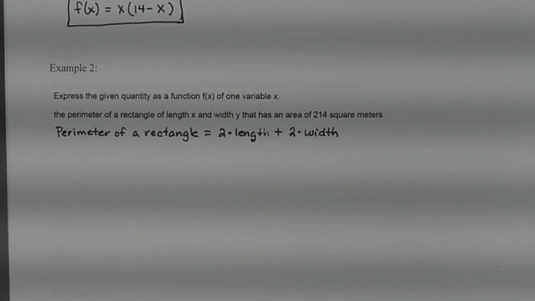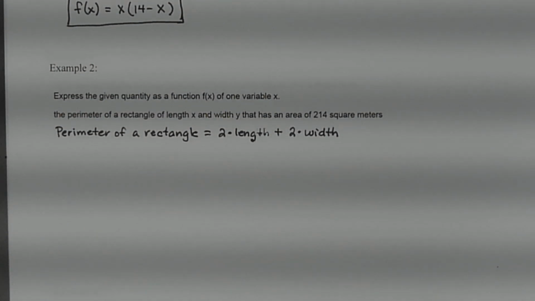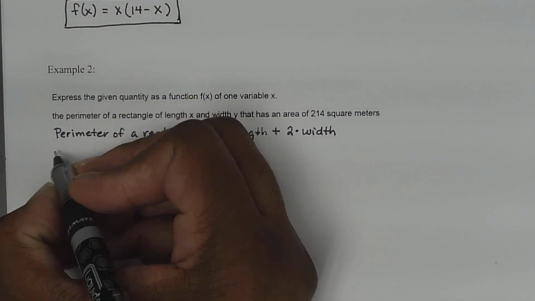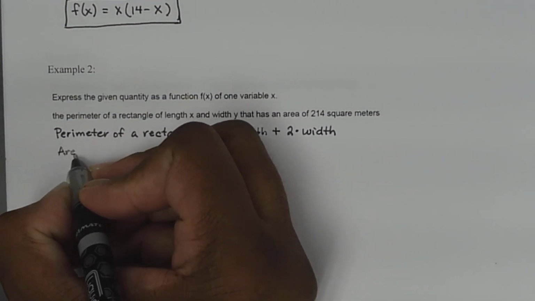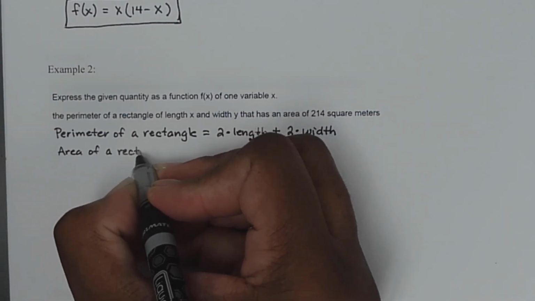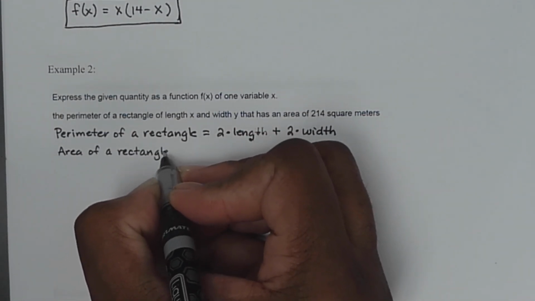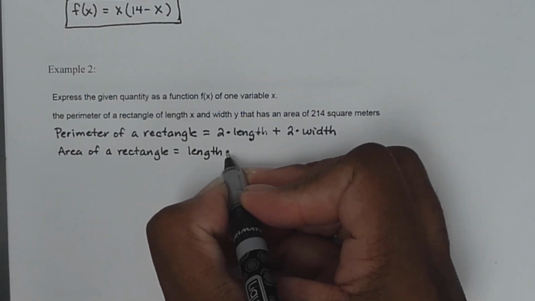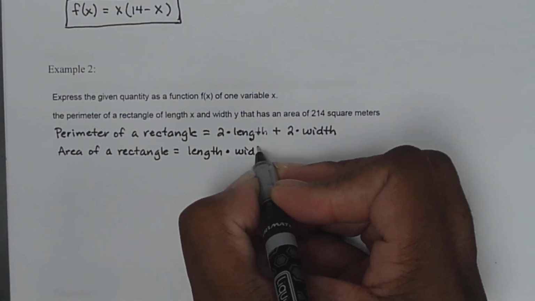Plus 2 times the width. Now in Canvas, I will be posting a formula sheet that you can use to help you solve some of these problems. But one of them will be finding the perimeter of a rectangle. That would be 2 times the length plus 2 times the width. Also, you need to know that the area of a rectangle, that's just simply the length multiplied by the width.